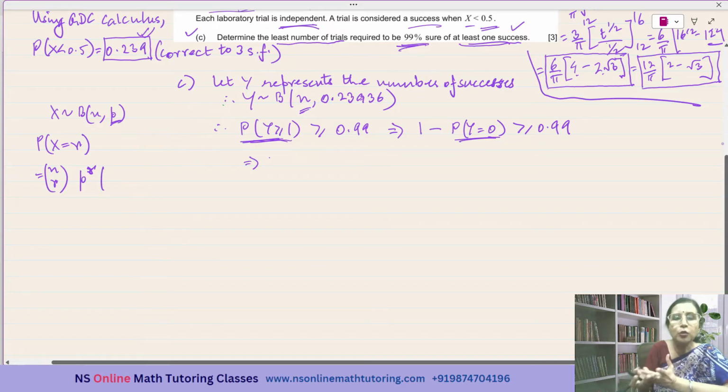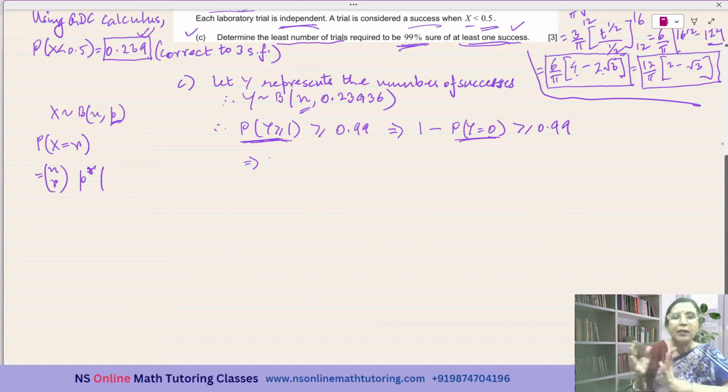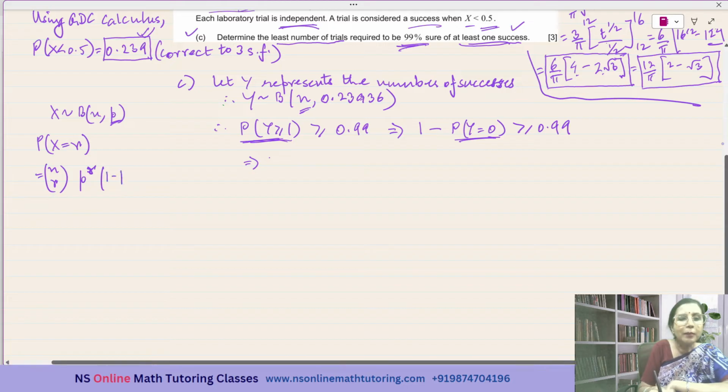minus p, because there are only 2 outcomes, either a success or a failure, and the sum total of the 2 probabilities will be equal to 1. So if the probability of success is p, then the probability of failure has to be 1 minus p. Therefore, 1 minus p, the probability of failure, should be raised to the power of n minus r. So this is the expression. If X is a binomial distribution variable with n trials and p is the probability of success, then the probability of getting r successes is given by this expression.